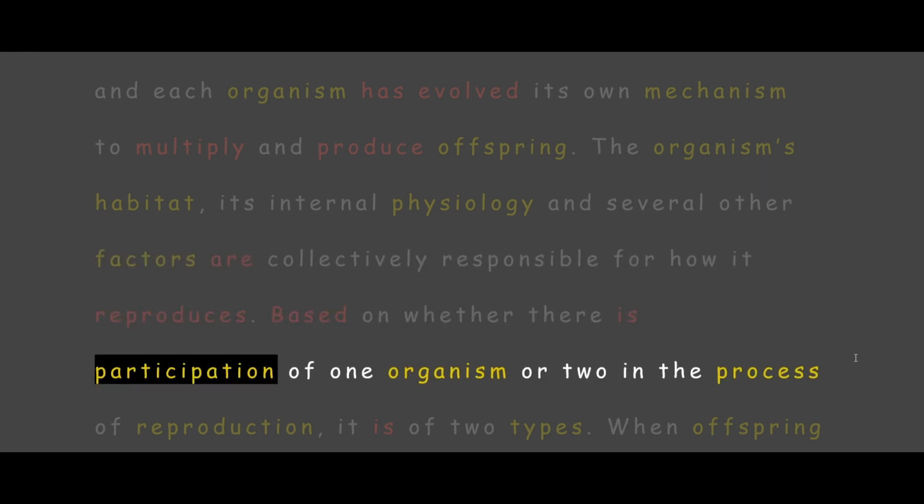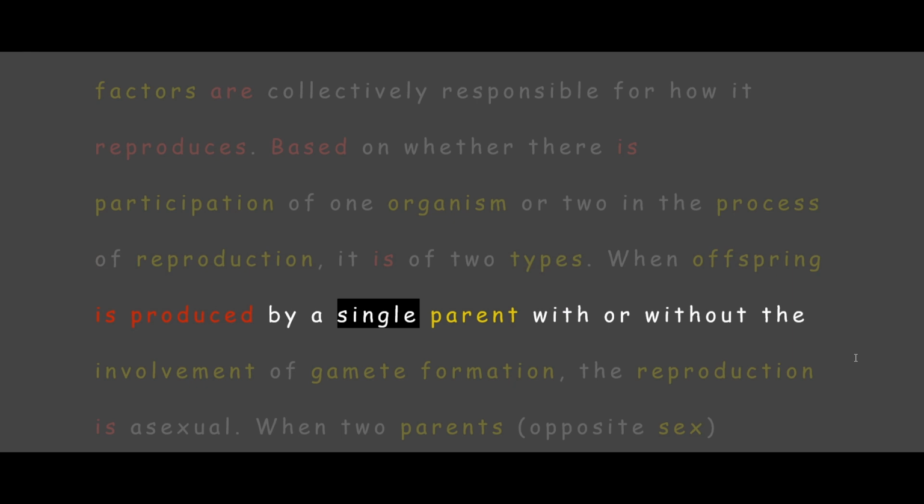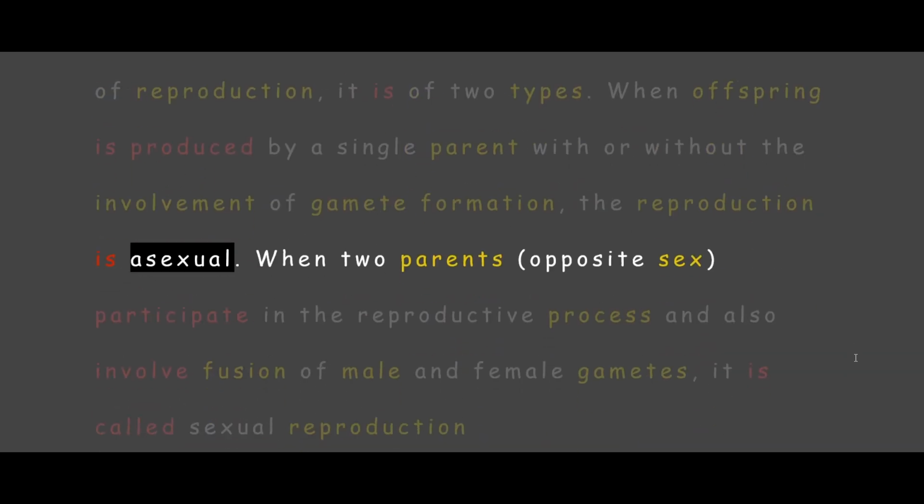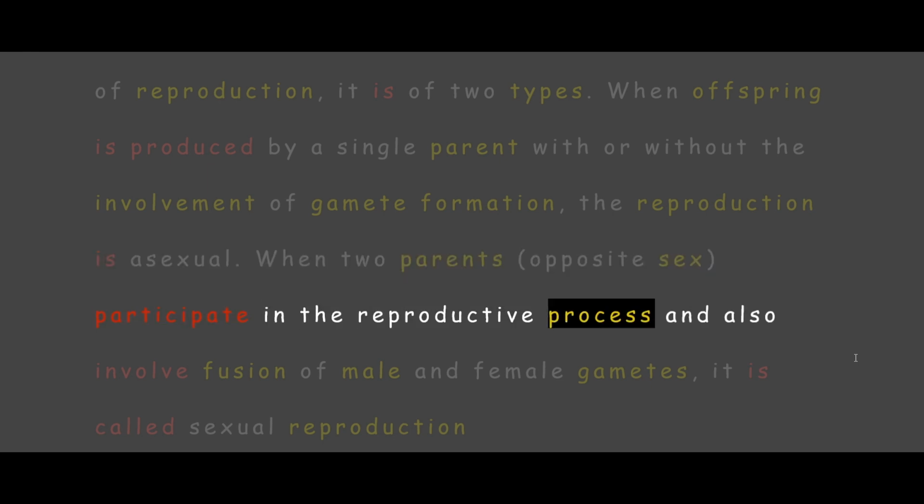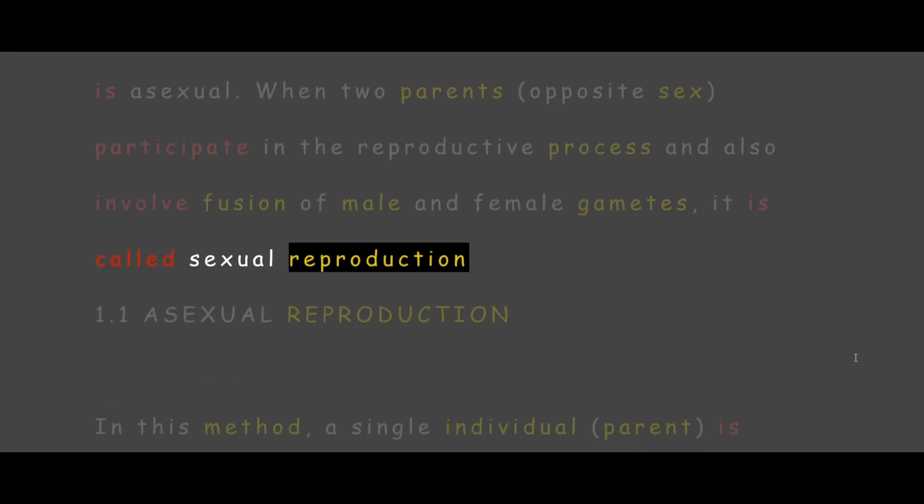Based on whether there is participation of one organism or two in the process of reproduction, it is of two types. When offspring is produced by a single parent, with or without the involvement of gamete formation, the reproduction is asexual. When two parents, of opposite sex, participate in the reproductive process and it also involves fusion of male and female gametes, it is called sexual reproduction.